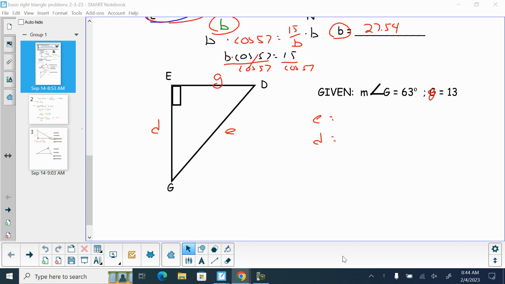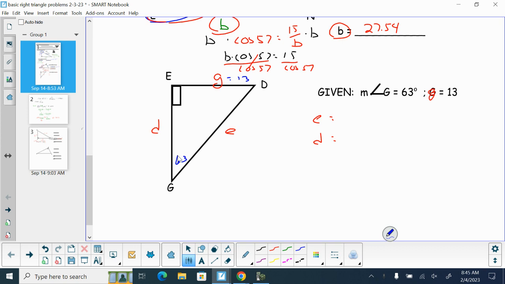All right, on Friday I asked you to complete these worksheets for homework, these right triangles, just to give you some extra practice. We'll go through the answers real quickly here. We have angle G is 63 degrees, little g is 13 units. We want to find E and D.